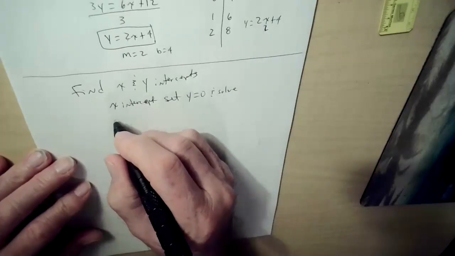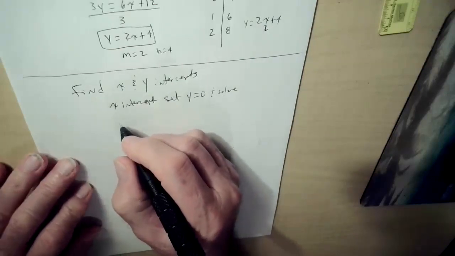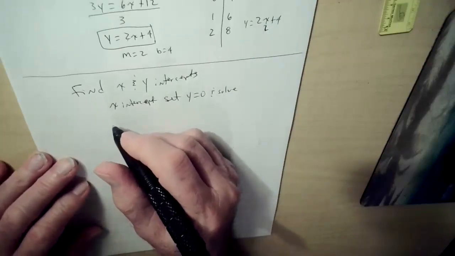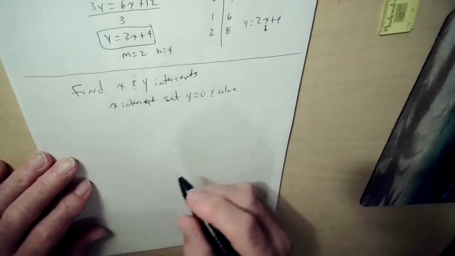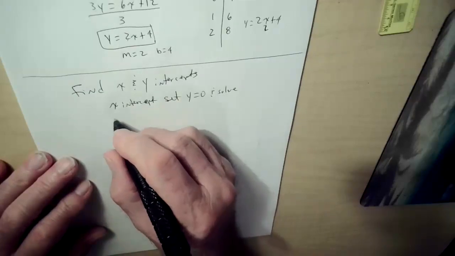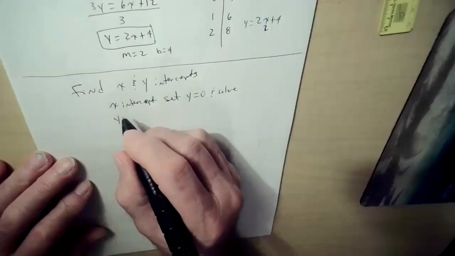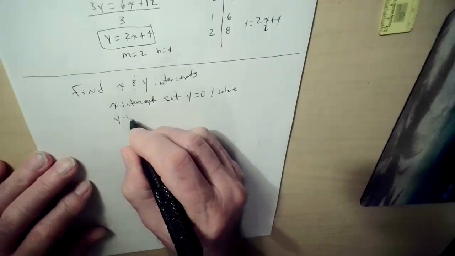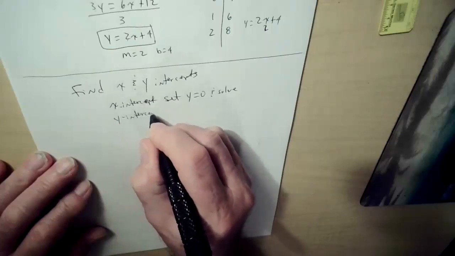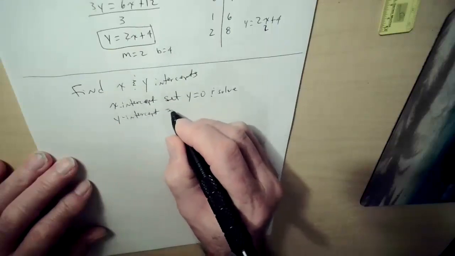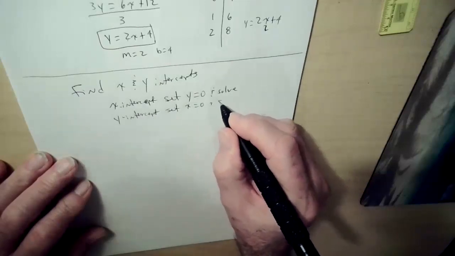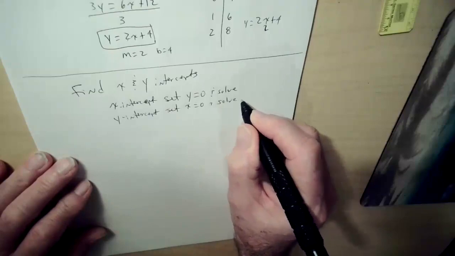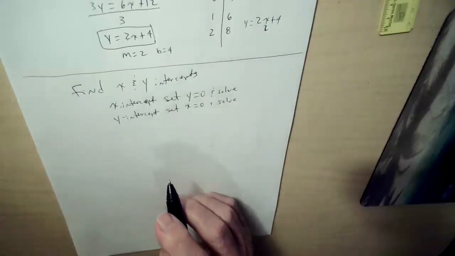Set y equal to 0 and solve. This is probably the easiest way to draw a straight line. That's to find the two intercepts. Once you find the two intercepts, you've got it made. And then to find the y-intercept, you set x equal to 0 and solve.